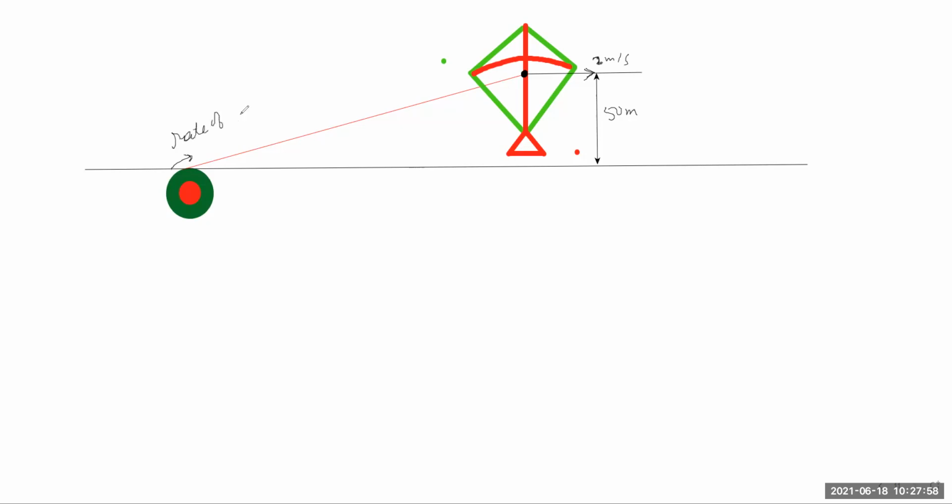Yes, sir, it is a rate problem, same as the first question. Rate of release of reel. You have to find the rate of the reel when the kite is at a distance of 100 meter. So this is the instantaneous value. At this instant, when x is 100, find the rate of release of the reel.